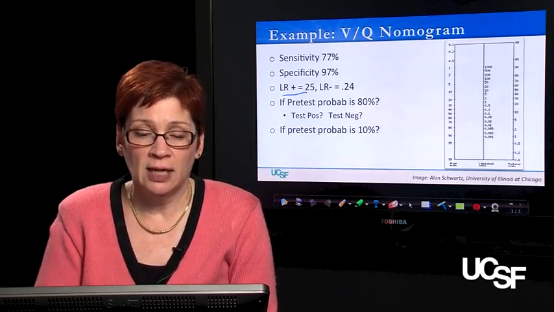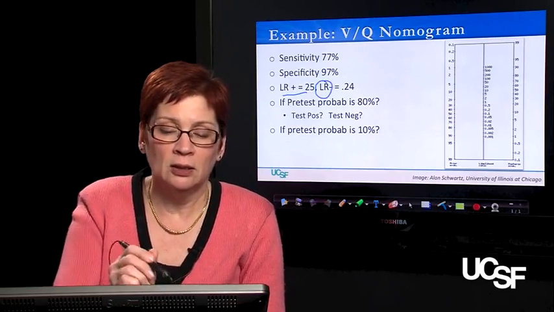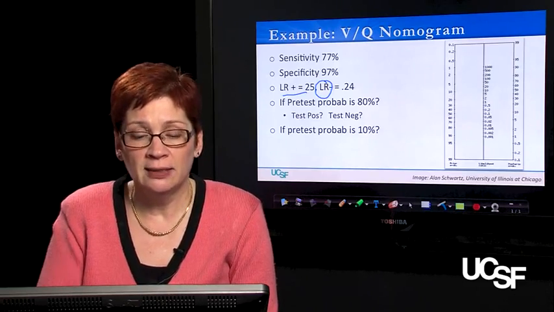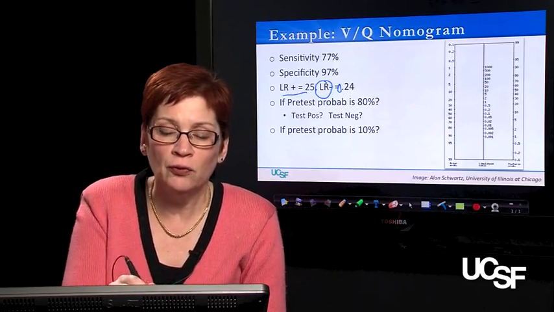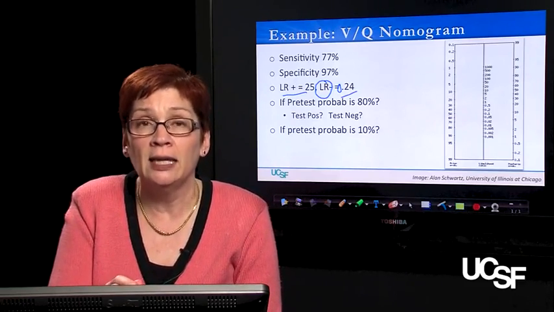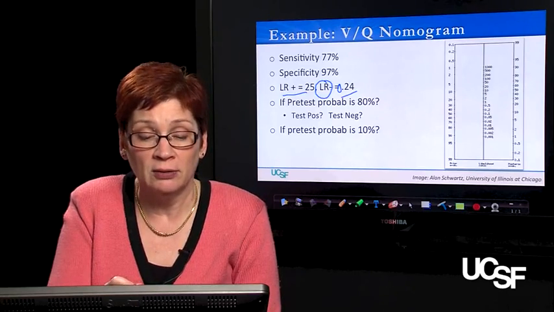If we get a negative test, though, we use the negative likelihood ratio. And we can see that a negative test is 0.24 times as likely to come from someone with the disease as it is to come from someone without the disease.